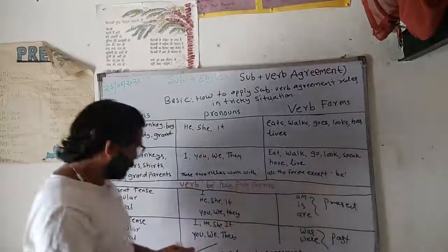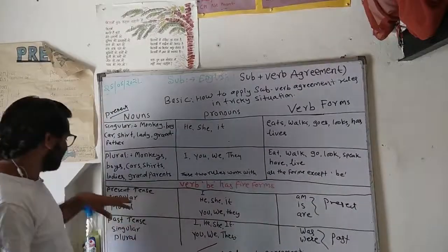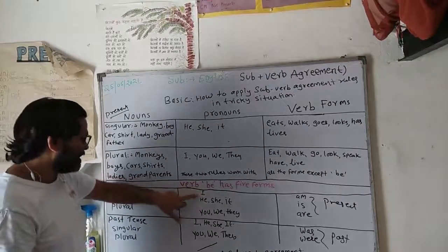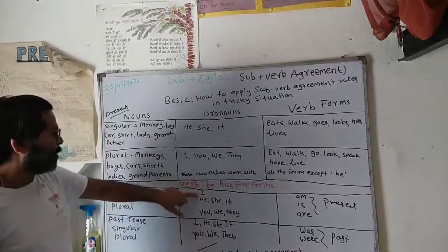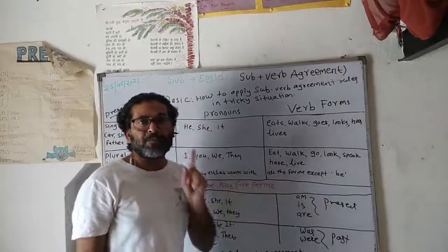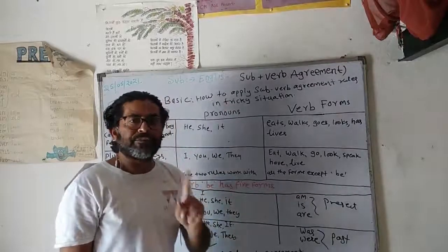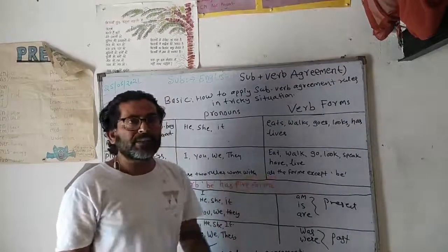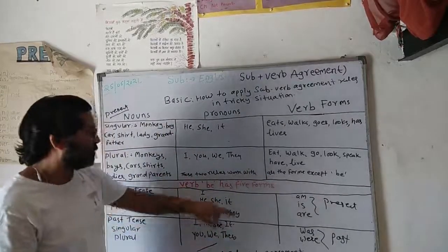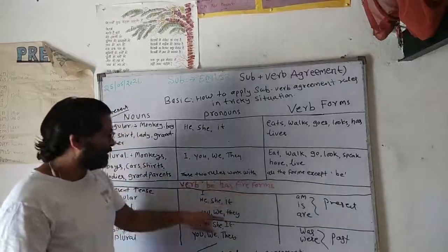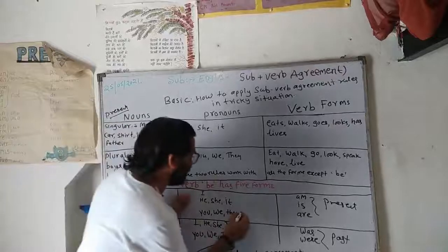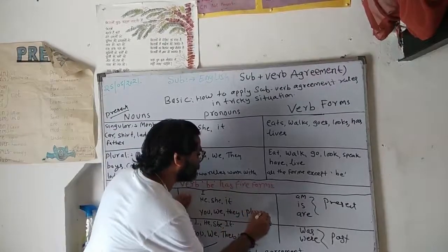That we all know. So for example, in present tense, I is a singular pronoun, and we always use am with I. Am comes only and only with I, and it does not come with other subjects or pronouns. With he, she, it, we use is, and with you, we, they, we use are, because you, we, and they are plurals.